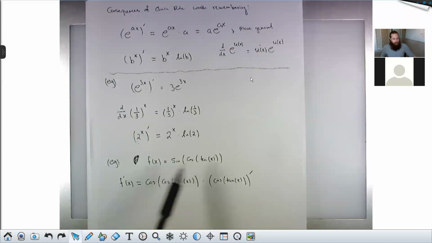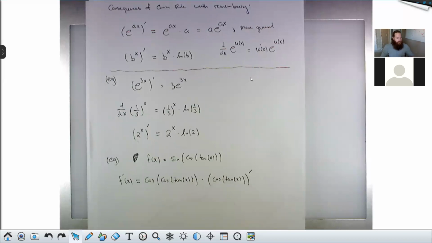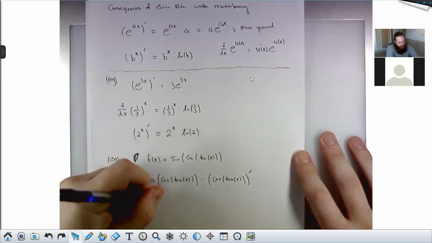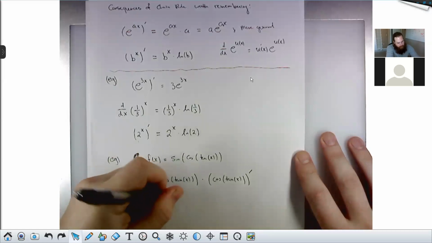Here I've got sine of cos of tan of x, 3 functions nested. So I do my chain rule. The outermost function is the sine function. It differentiates to cosine. I leave the inside alone. And then I multiply by the derivative of the inside. But the derivative of the inside itself is a chain rule thing. So the cos of tan x, this piece is done.